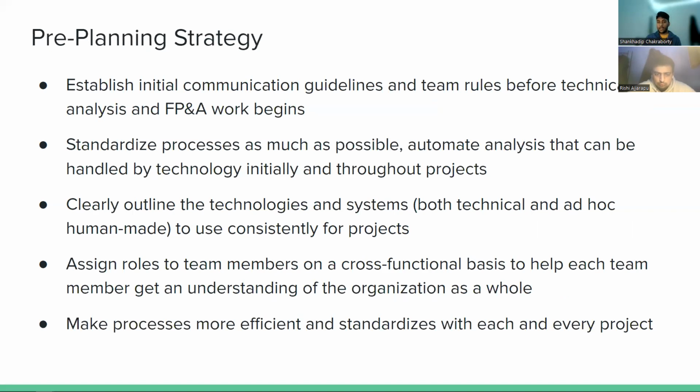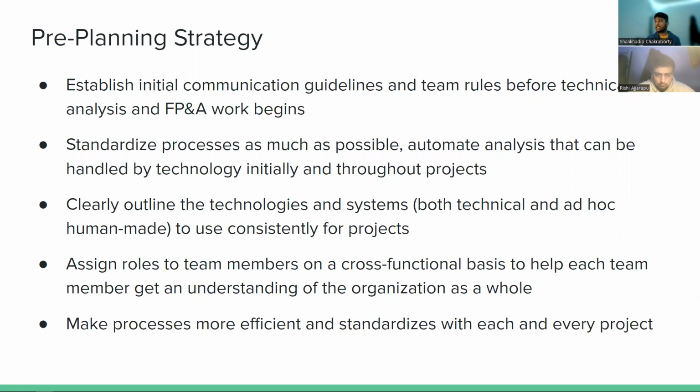In terms of pre-planning, this goes back to what you should do before you even crunch the numbers. So establish communication guidelines and rules within a team. You almost always have to work with teams in FP&A. There are very few people that operate alone because the risk of human error is very high when you operate alone. That's why companies are going to put you in teams, and it's very important that you establish communication within your team. Otherwise, it's going to go haywire. You have to be able to work well with each other. And then and only then can FP&A work truly begin.